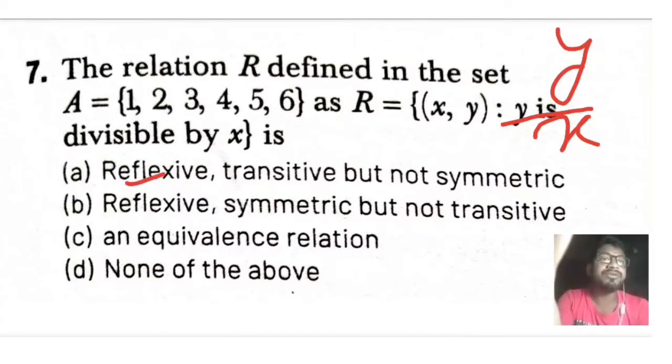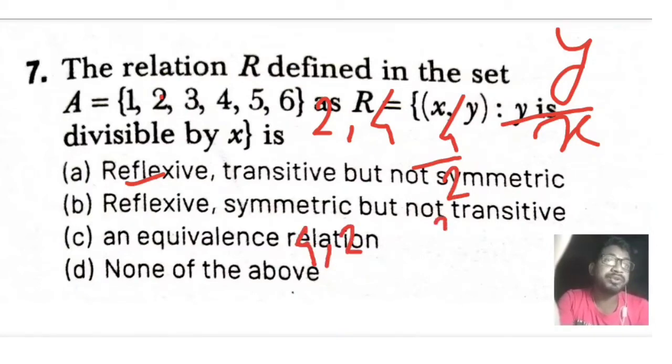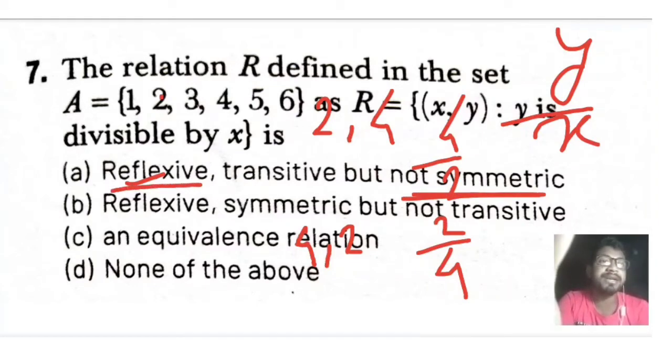Now we have to check symmetric. If we take the two elements 2 and 4, then 4 is divisible by 2, but if we take (4, 2), then 2 is not divisible by 4. So this relation is not symmetric. So reflexive but not symmetric. So option number B is already cut out. So option number C also cut out. Now we have to check transitive.